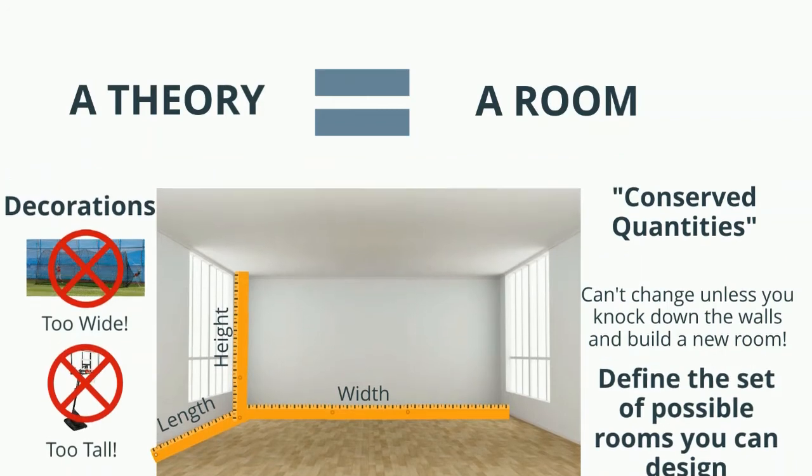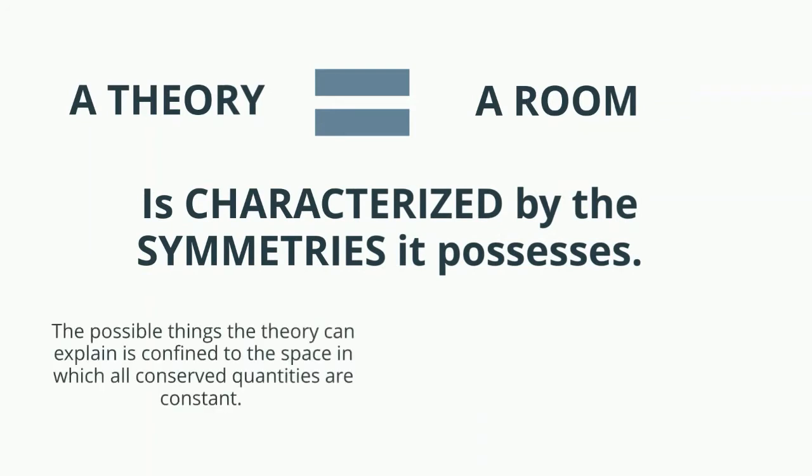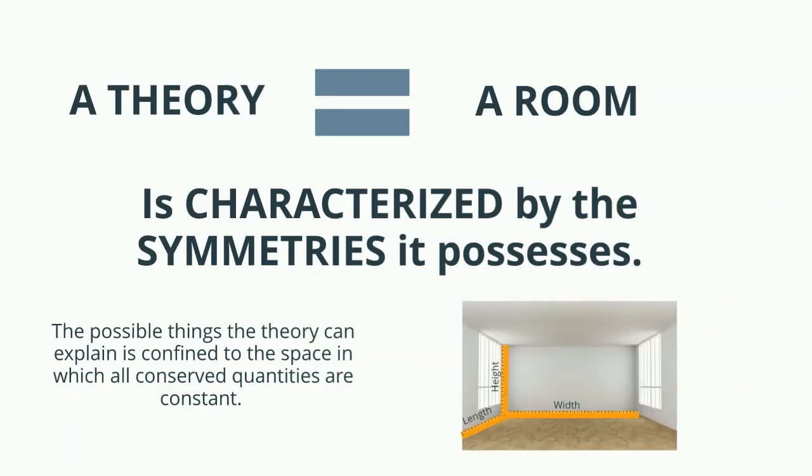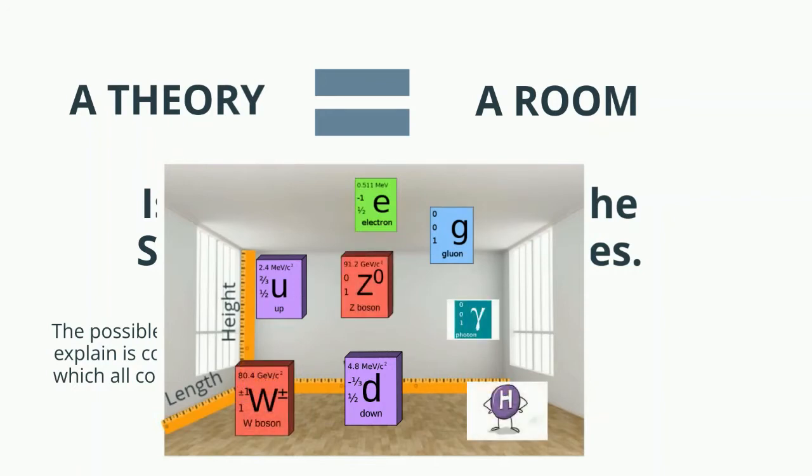So, when we say that a theory is characterized by the symmetries it possesses, we're simply saying that the possible things the theory can describe are confined to the space defined by the conserved quantities associated with those symmetries, just like how the possible ways we can decorate any room are limited by its length, width, and height. In this way, we can think of any theory as a room where we can place different systems whose dimensions are determined by its symmetries.